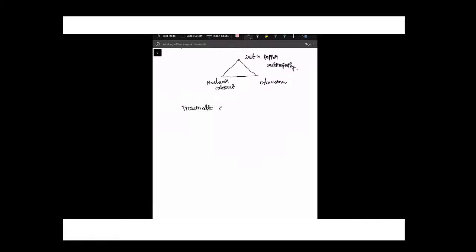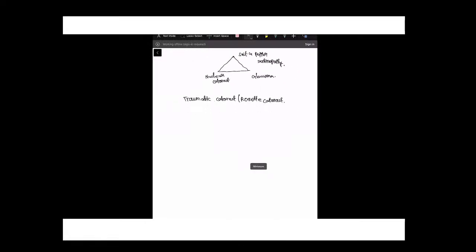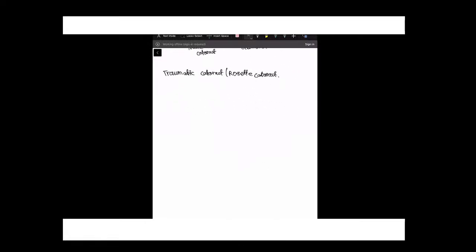Traumatic cataract or rosette cataract, since it appears like a flower, mostly by blunt trauma, petal shaped.